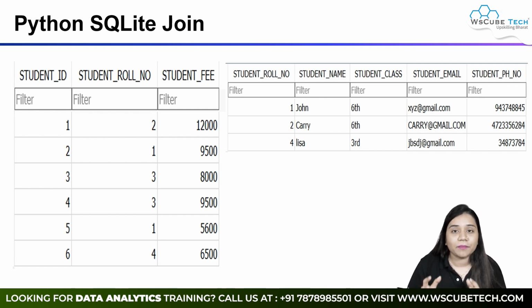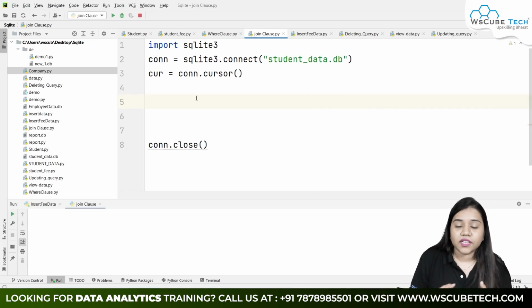So let's have a look in Python at how it can be done. Guys, here I have created a file. I have already added some data, like import SQLite. I have already made the connection, created the cursor and closed the cursor.